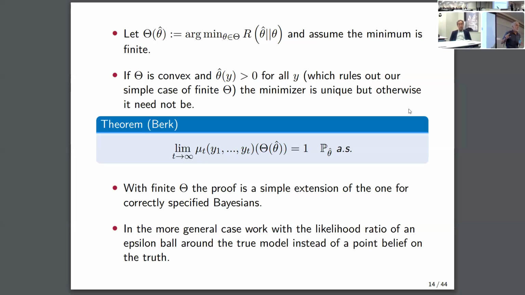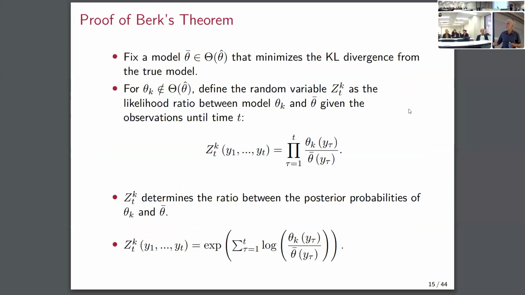I'm not going to show you what happens in the case where capital Theta, say, is a compact set. But what you have to do then is, instead of looking at the likelihood ratio, is it the truth or is it some other theta k, the analogy would be, let's look at an epsilon ball around the truth and look at the odds ratio for, are we in this epsilon ball or outside the epsilon ball? And it's the same kind of idea with a bit of analysis steps about continuity and compactness and so on. Not really that interesting.